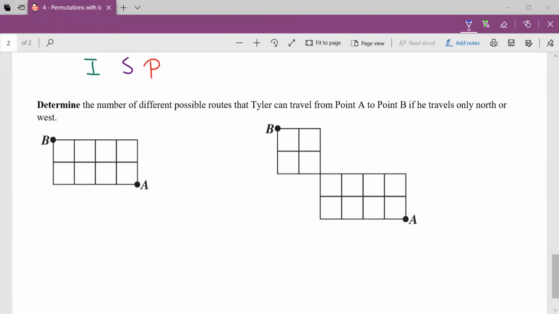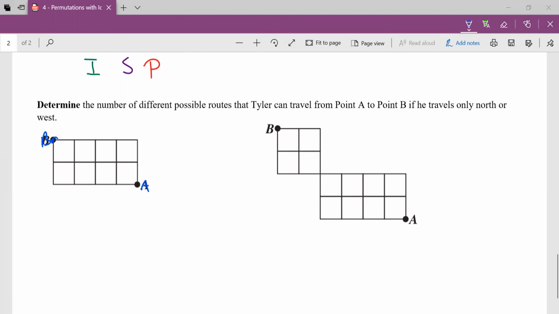All right, last thing, my friends. Determine the number of different possible routes that Tyler can travel from point A to point B if he only travels north or west. So what's happening here is this person, Tyler, is starting down here at A and he's going to B. He has to go towards his goal.